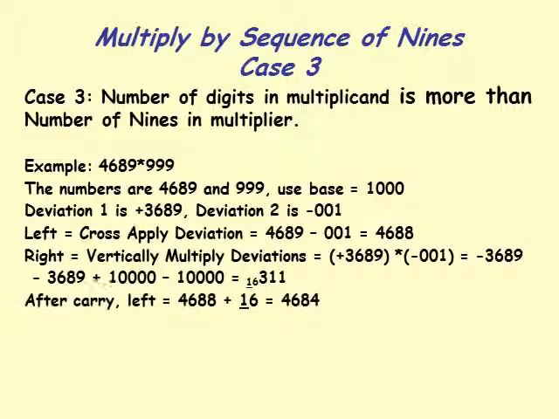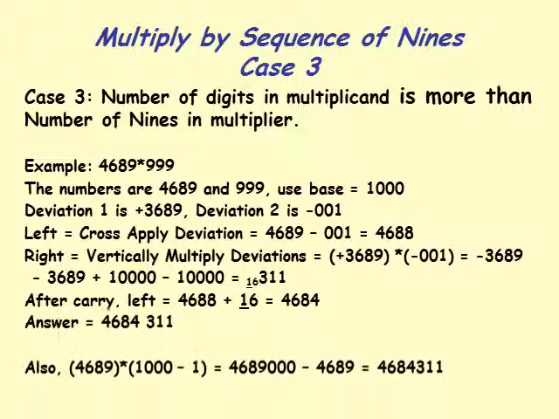Okay, after the carry we have 4688 plus 1 negative 6. 6 plus 4688 is 4694, and then subtract 10 because of the negative 10 here, so it becomes 4684. After the carry, the left becomes 4684, and the right is 311, and the answer is 4684311. Okay, let's continue. So the answer is 4684 from the left and 311 from the right: 4684311.